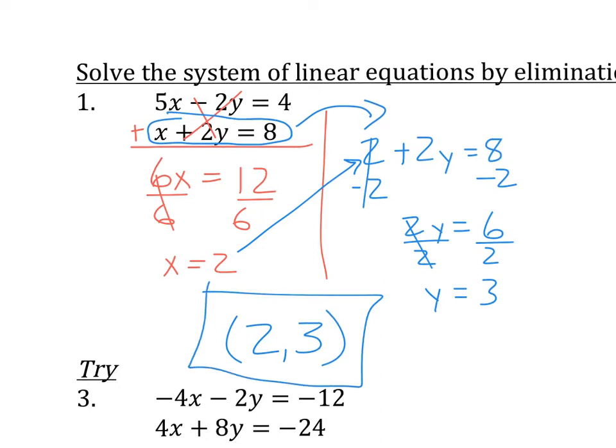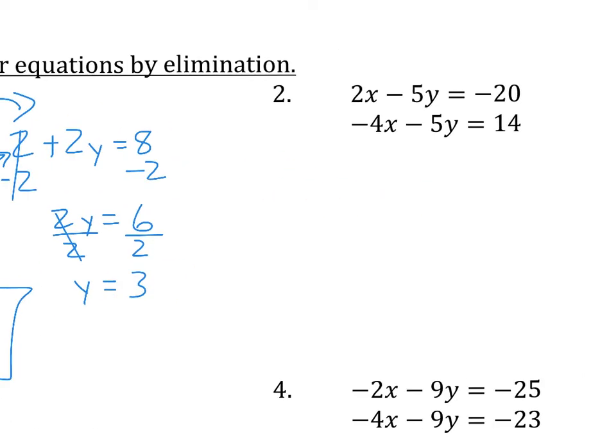Okay, so if you already have a pair of opposites, like we did here, just add straight down, solve the equation that's left to get your first piece, and then the second half is just like we did with substitution. You use one of the two original equations, plug it in for the variable you know, solve for the variable you don't. All right, let's look at number 2.